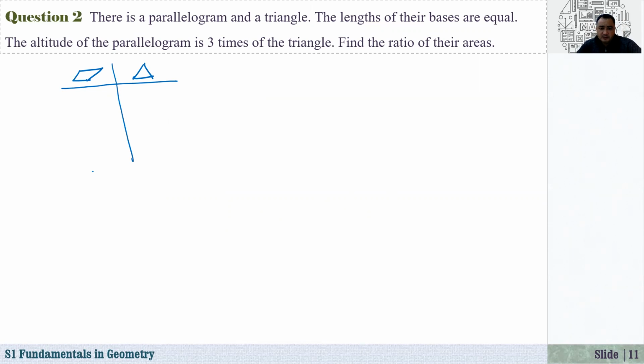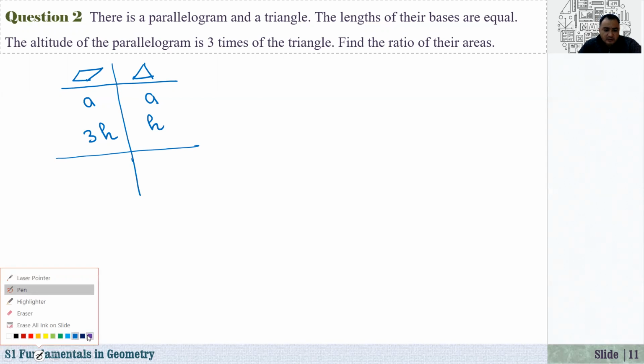And it says that there's a parallelogram and a triangle. The lengths of their bases are equal. Let's say the base is A, and the base of the triangle is also A. And the altitude of the parallelogram is 3 times that of the triangle. Let's say the corresponding height of the triangle is h, then the corresponding height of the parallelogram is 3h. And find the ratio of the areas. And what are the areas of these two shapes?